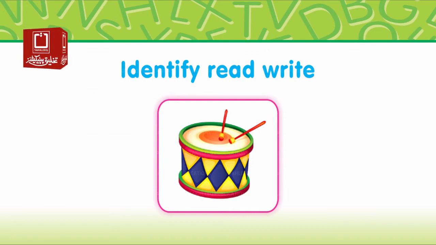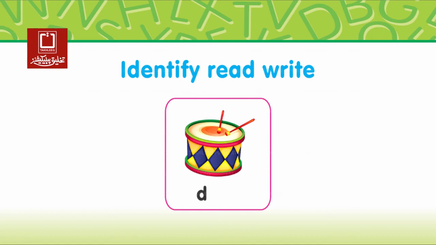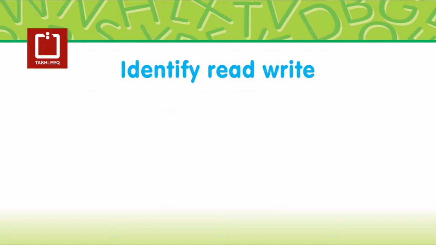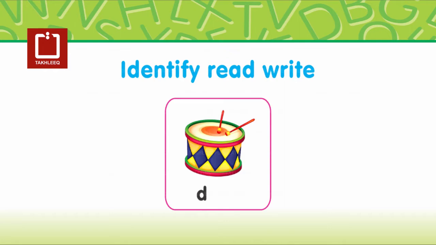We see here the picture of a drum. Now we say the spellings of drum. D R U M, drum. So we write D R U M, drum, on lines.